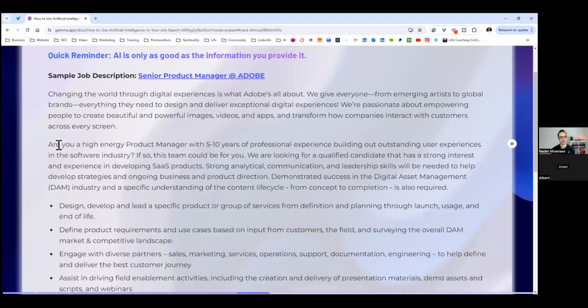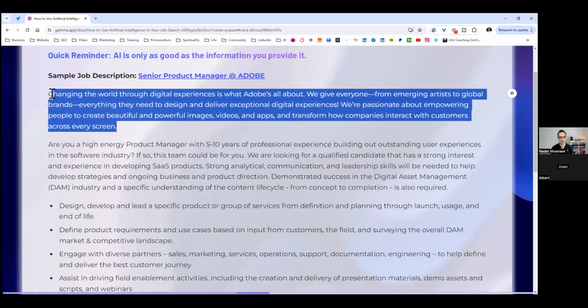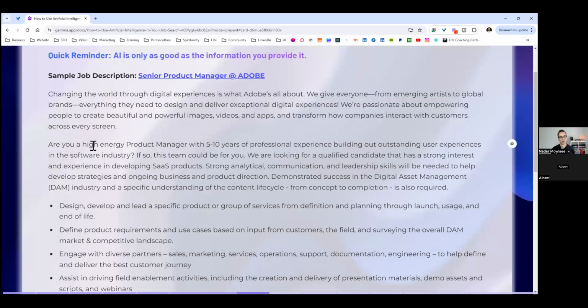Let's move on. Now we're talking about the person. This person they're describing to you would have to thrive in this environment and would have to help them achieve their vision. Are you a high energy product manager with 5 to 10 years of experience building out outstanding user experiences in the software industry? If so, this team could be for you.